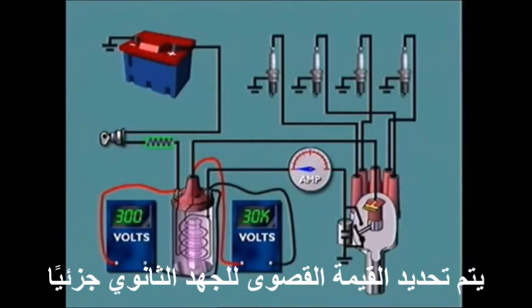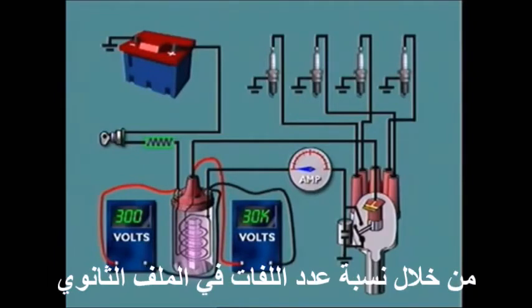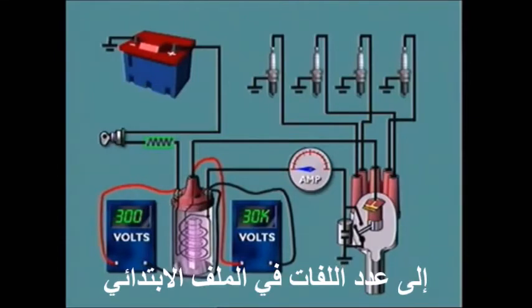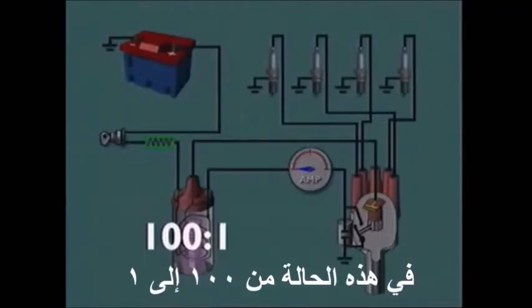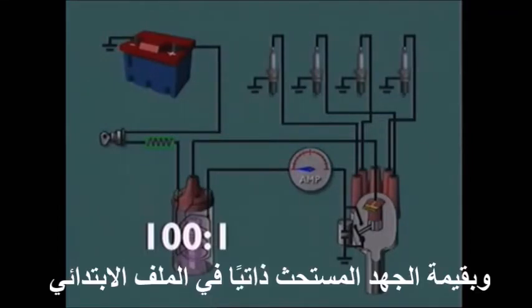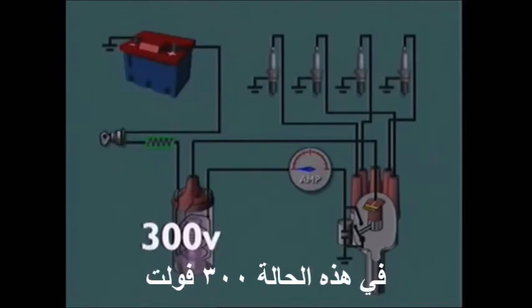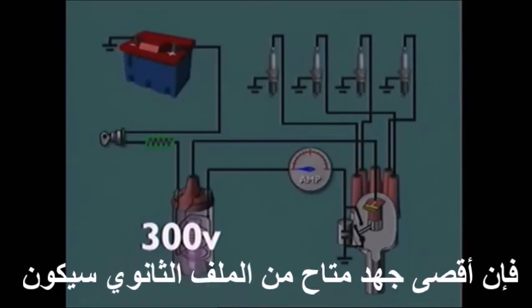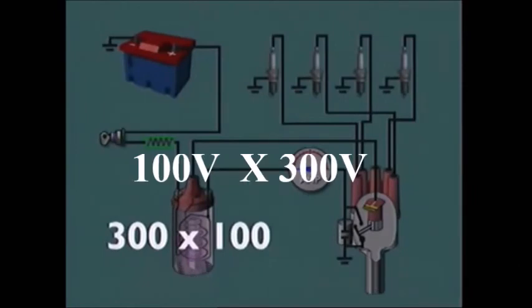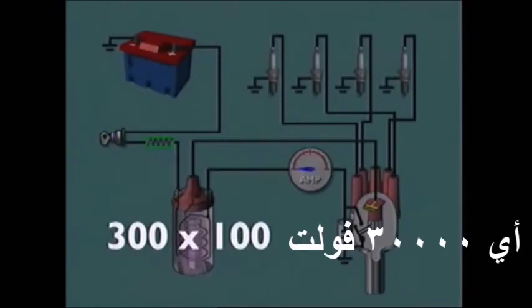The maximum value of the secondary voltage is partly determined by the ratio of the number of turns in the secondary winding to the number of turns in the primary winding, in this case 100 to 1, and by the value of the self-induced voltage in the primary winding, in this case 300 volts. Then, if this coil is 100% efficient, the maximum voltage available from the secondary winding would be 300 volts multiplied by 100. That is 30,000 volts.